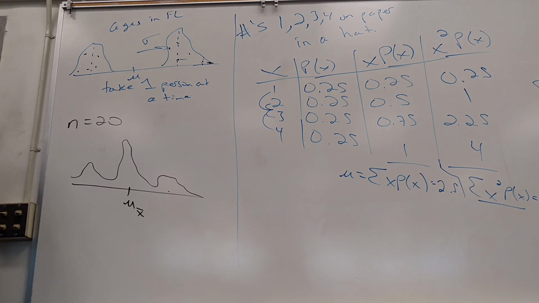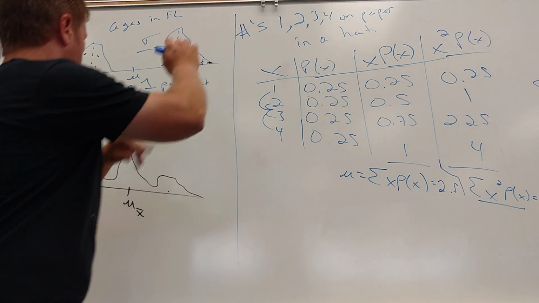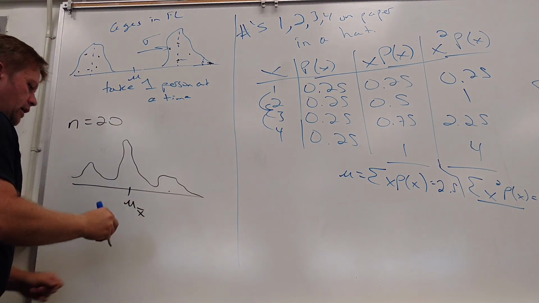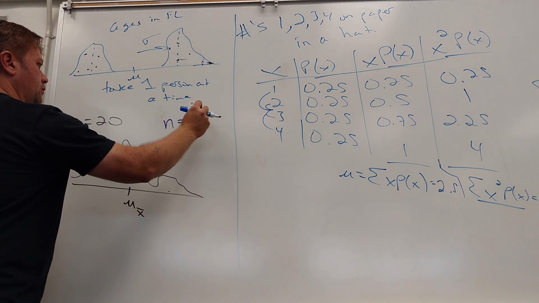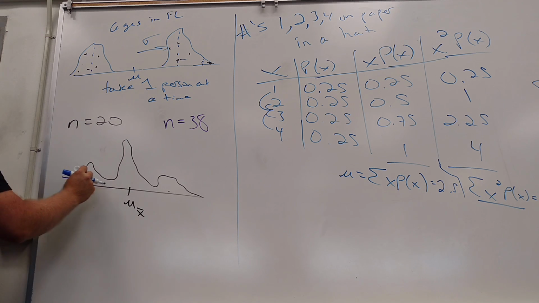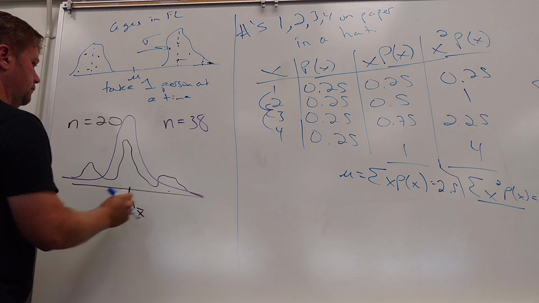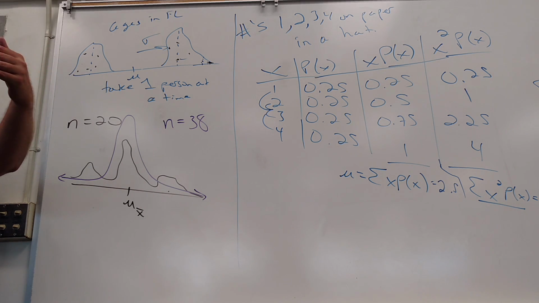Now what's neat, if that's not neat enough, I don't want to erase you. All right. But when you get to, I can just write on top. When you get to 30 or above, let's say 38, sure, it's going to look like this. So once you get to 30 or above, it becomes normal enough.